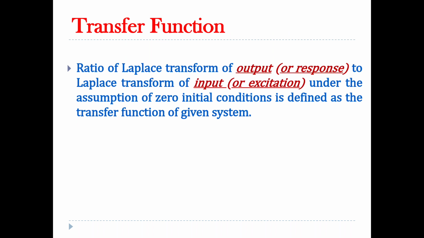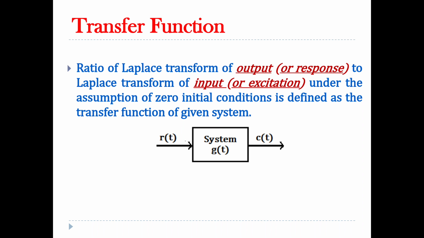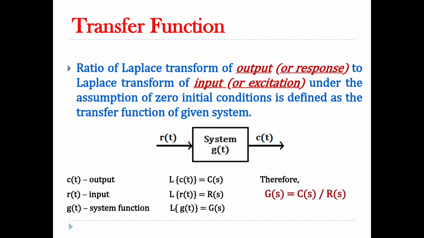So transfer function is the ratio of Laplace transform of the output or response to the Laplace transform of the input or excitation under the assumptions of zero initial conditions. Here the figure shows the general block diagram of a system which is having R of t as the input, G of t as the system gain, and C of t as the control output. From this we can write the transfer function G of s is equal to C of s by R of s, where G of s, C of s, R of s are the Laplace transforms of the respective signals.